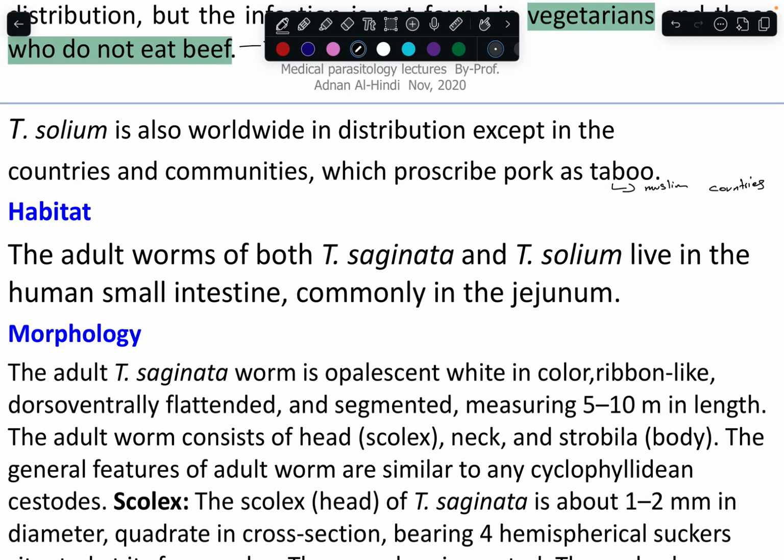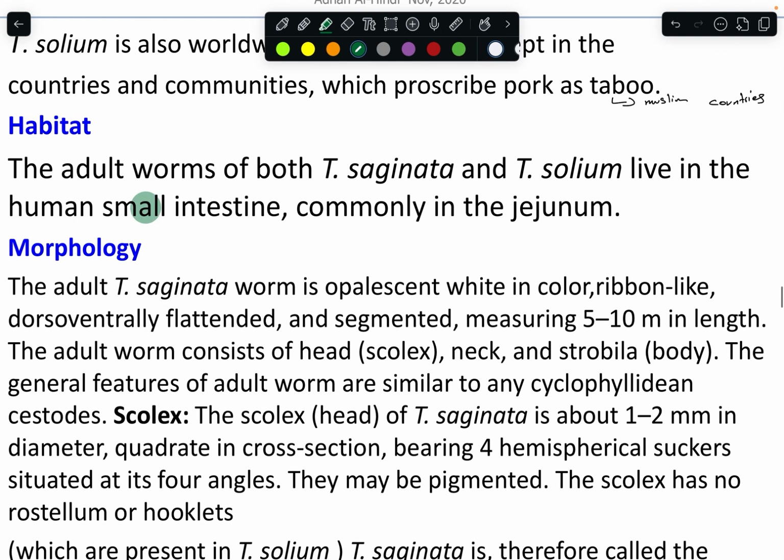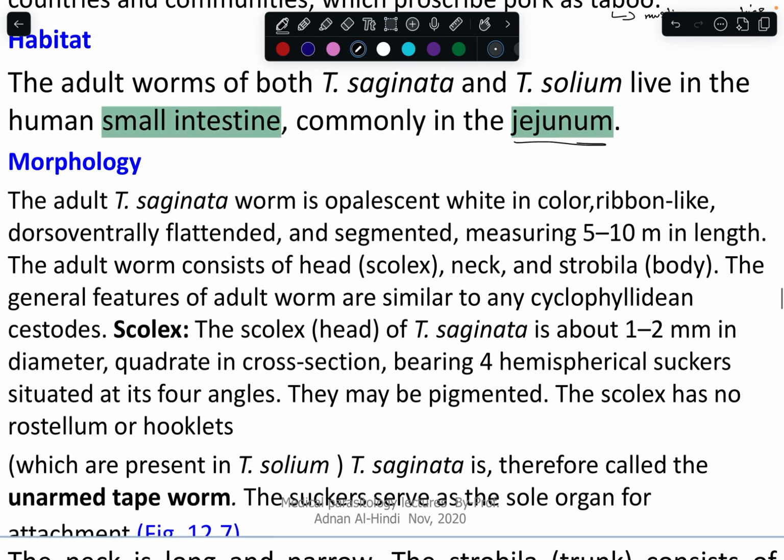Okay, habitat. The adult worms of both Taenia saginata and T. solium live in the human small intestine. So we learned exactly where: in the human small intestine, commonly in the jejunum.